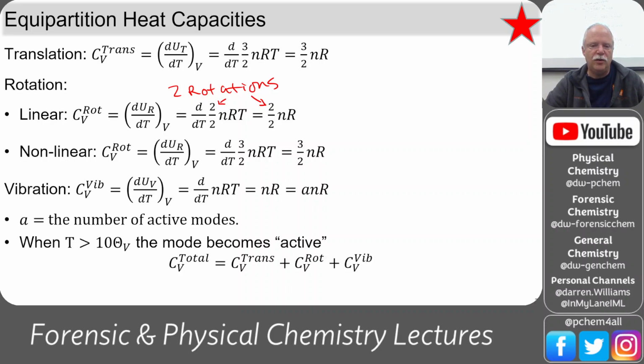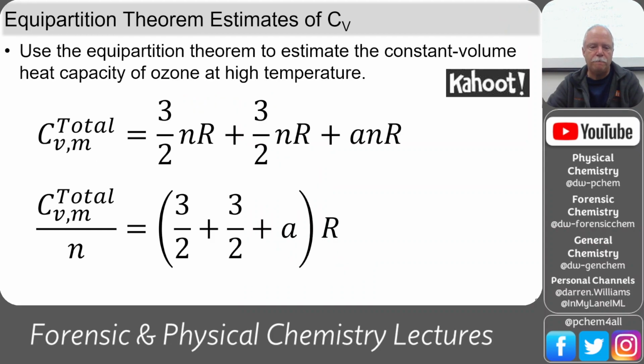And so here's our total. And we have the sum of the heat capacities. So the total partition function is the product. It's all of those Q's multiplied by each other. But in terms of energy, it's a sum, and in heat capacity, it's a sum. Okay, so we'll practice with this with a Kahoot.